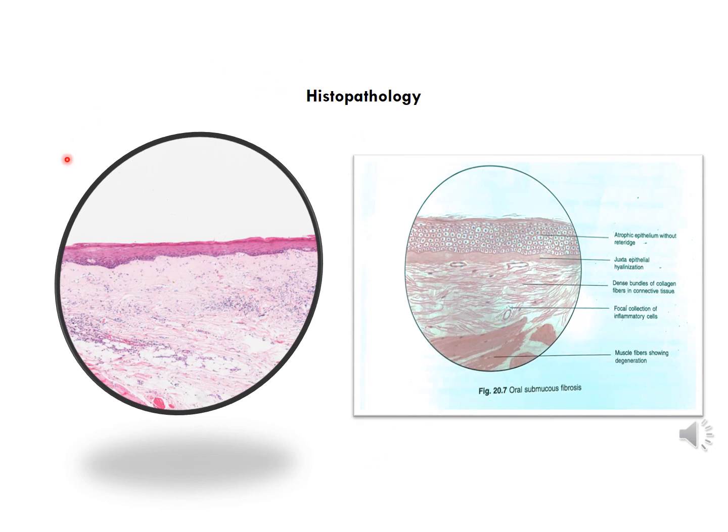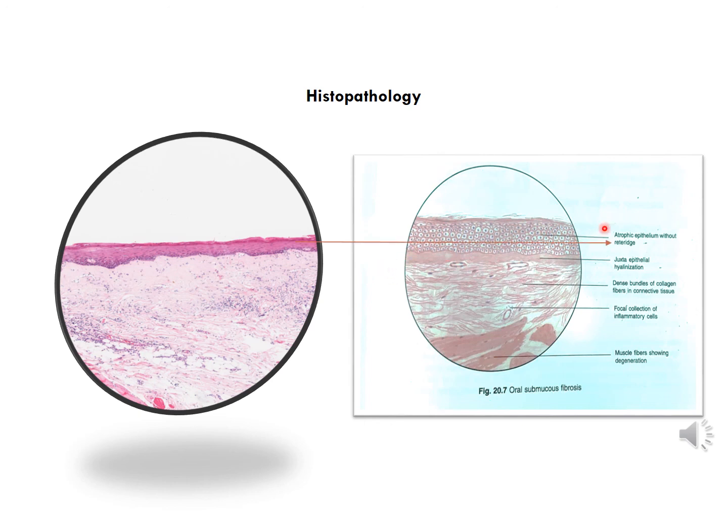Basically, I have here put in a microscopic slide and also a diagrammatic representation with labeling over here. Okay, we'll take this one by one. So I hope you do recall the normal epithelial tissue, how it would look. Here in this case, we clearly see a flattened epithelium, right, with reduced thickness. So this is called atrophic epithelium, without rete ridges. Okay, so without rete ridges.